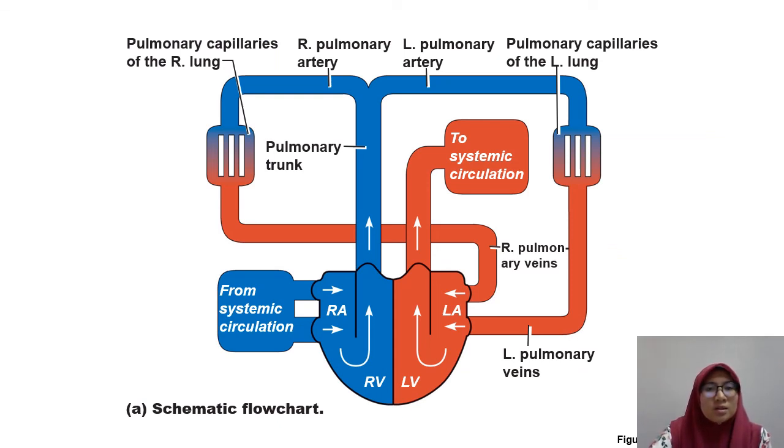Okay, right, yang color biru ni adalah schematic flow chart. Ini adalah from okay, this is from the heart to the lungs. Okay, so ini adalah pulmonary circulation. Okay, between the heart and the lungs.